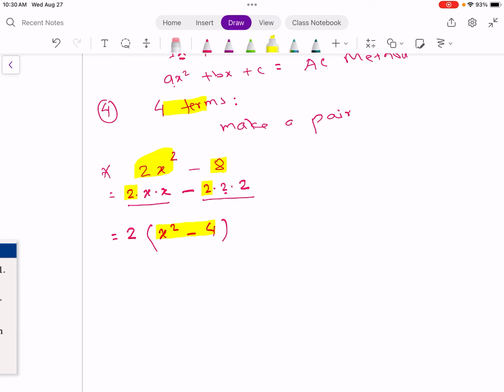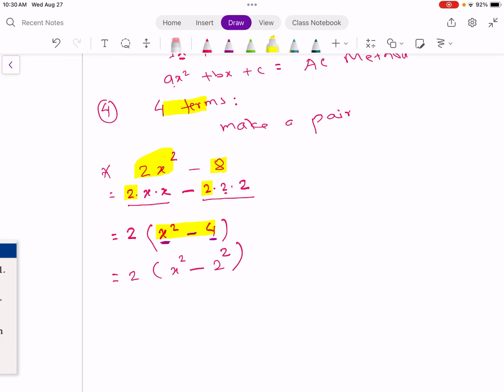Now here we have a negative sign, so it has to be a difference, right? And we have x square, so we have the first term in a square form. Now, is there any way we could rewrite 4 as a square? Square of what number is 4? 2, right? So we have x square as it is, and we can rewrite 4 as 2 square.